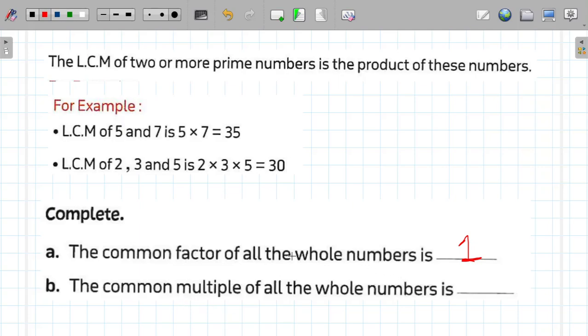And the common multiple of all numbers is 0. Because 0 is in the timetable of all numbers. Because 0 times any number equals 0. Okay, so 0 is in the timetables of all numbers.